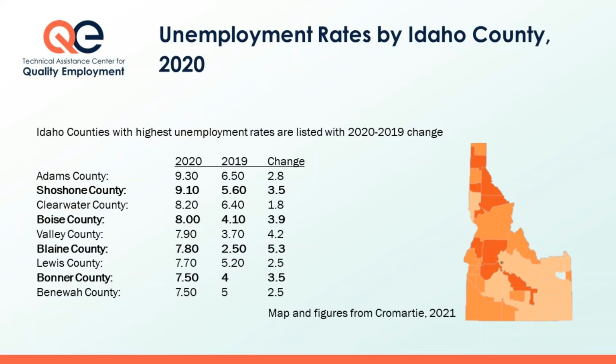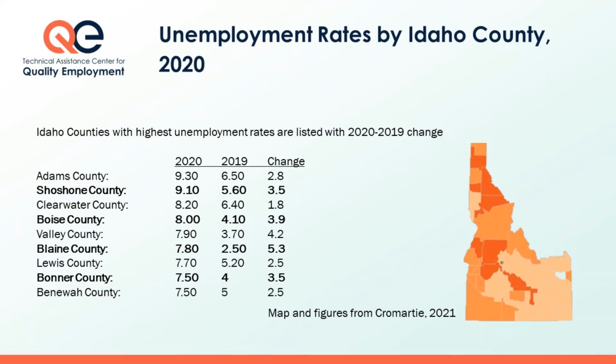Ironically, Madison County, with a very high poverty rate, actually has a very low unemployment rate. This is something to investigate. This is how demographics can actually be very complicated. So Madison County, very high poverty rate, highest in the state. Very low unemployment rate. What is going on there? Adams County has the highest unemployment rate of 9.3%, with Shoshone County following at 9.10%. Clearwater and Boise counties are at over 8% unemployment each.